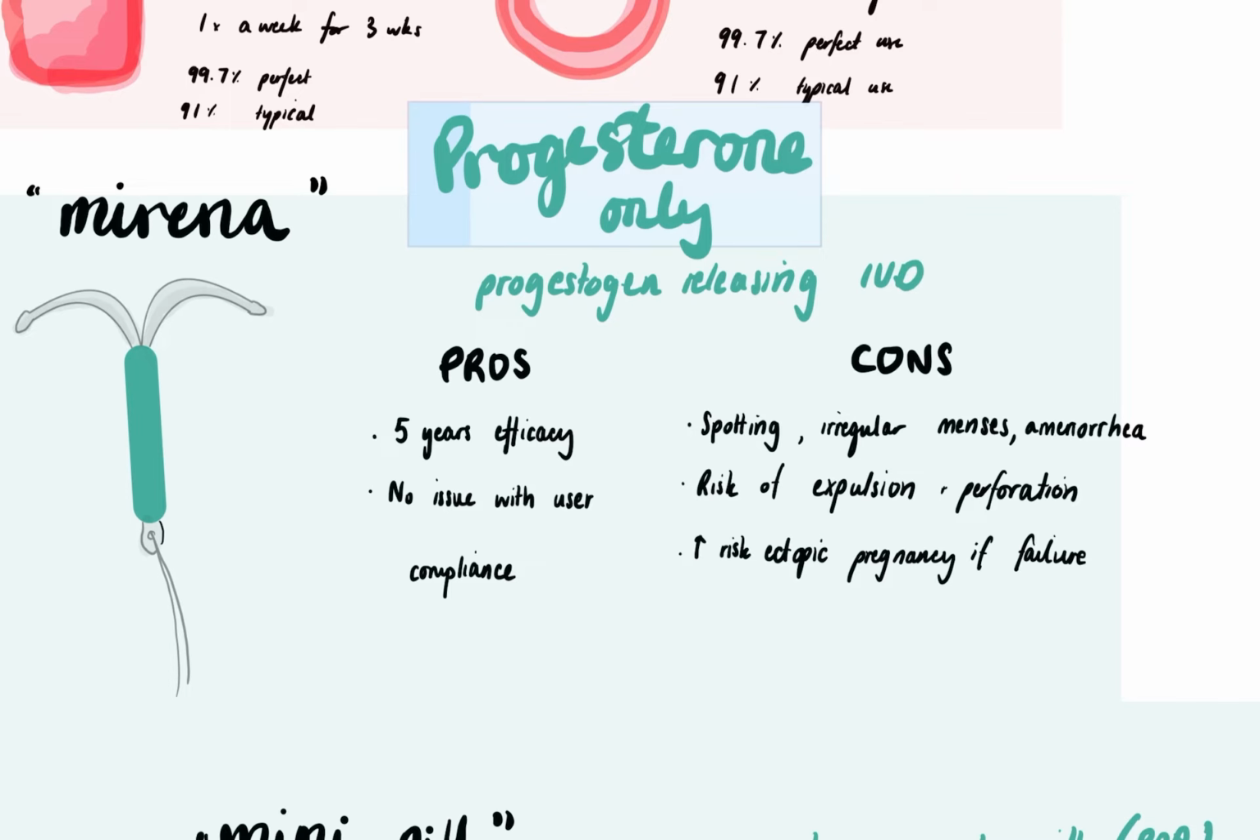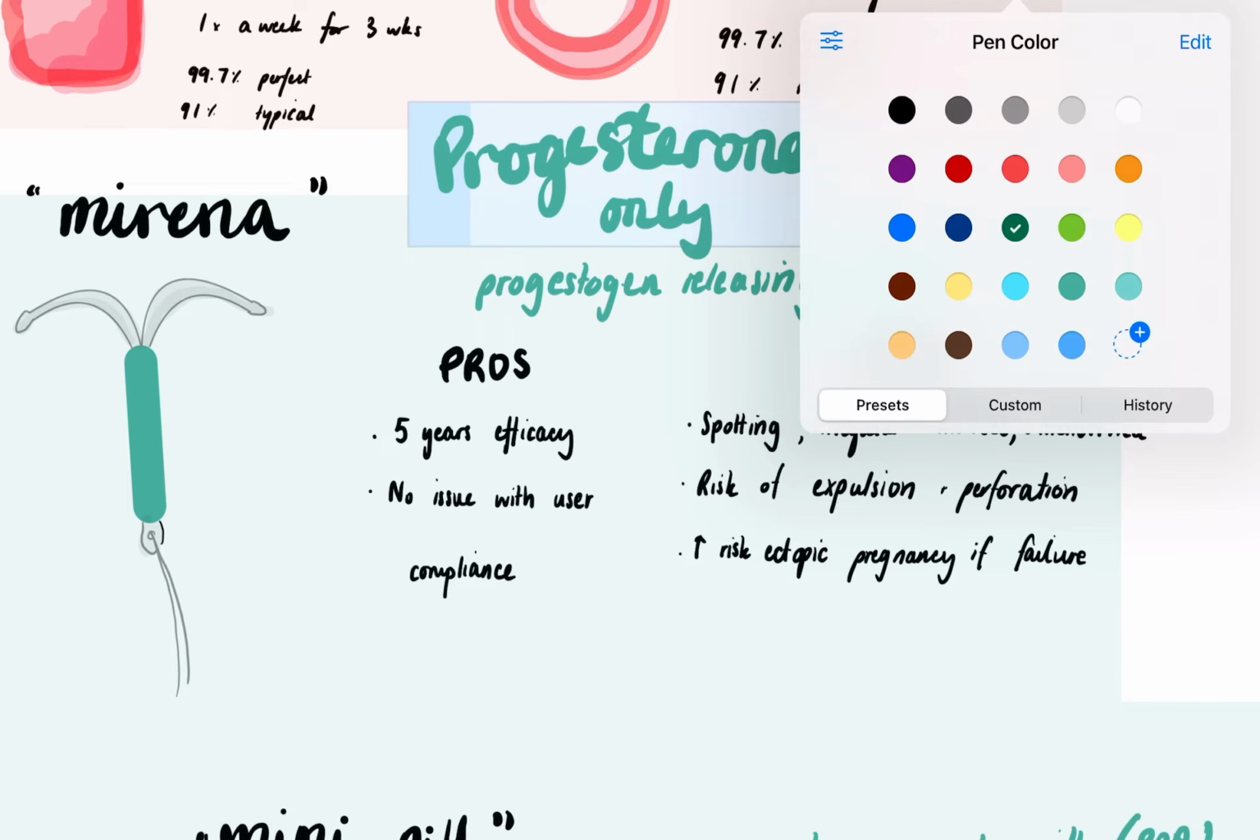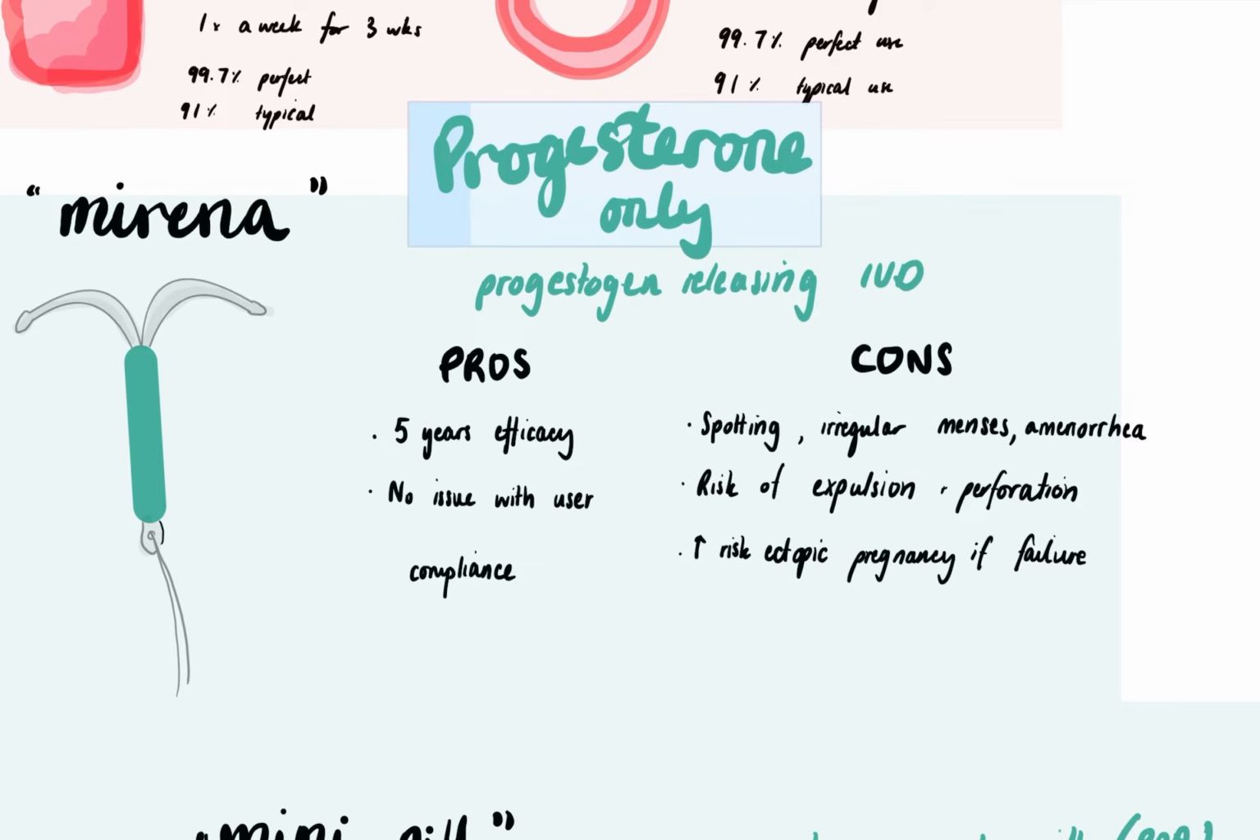Another con is that if you do happen to fall pregnant with a Mirena in, it does increase your risk of ectopic pregnancy. However, the IUD, I actually haven't written here, but the IUD does have a 99.9% efficacy. So it's very unlikely that you're going to fall pregnant with the Mirena.